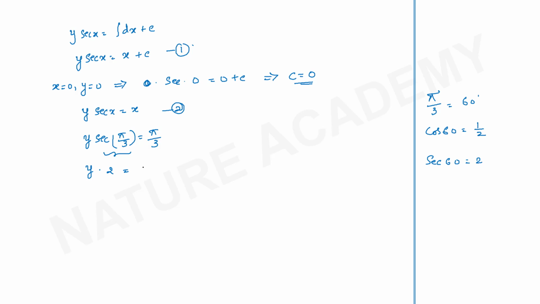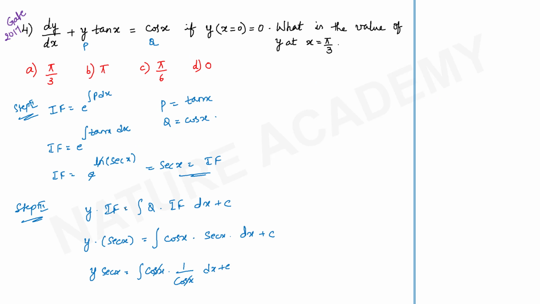This is equal to pi by 3, or y is equal to pi by 6. And we have pi by 6 in the options. Yes, of course we have it. And the option is C.